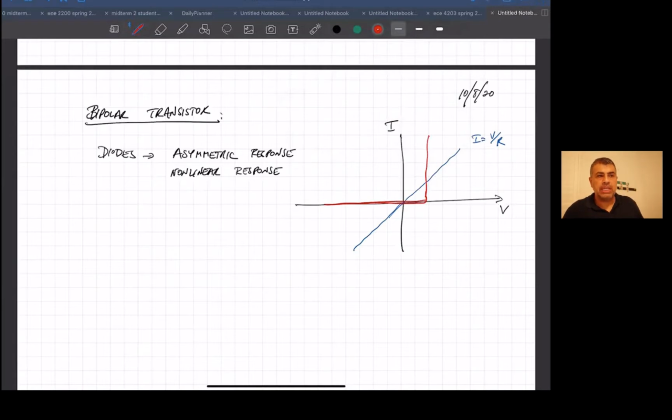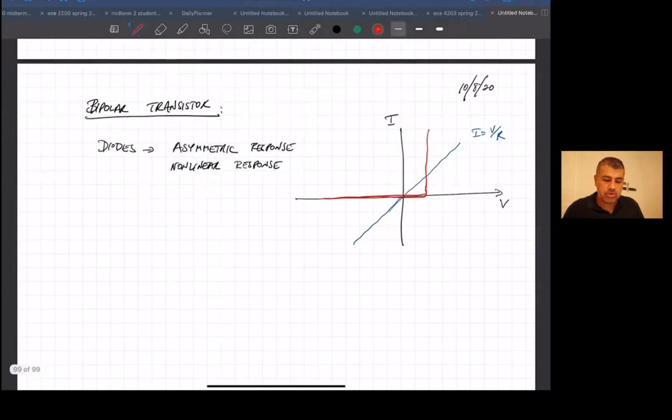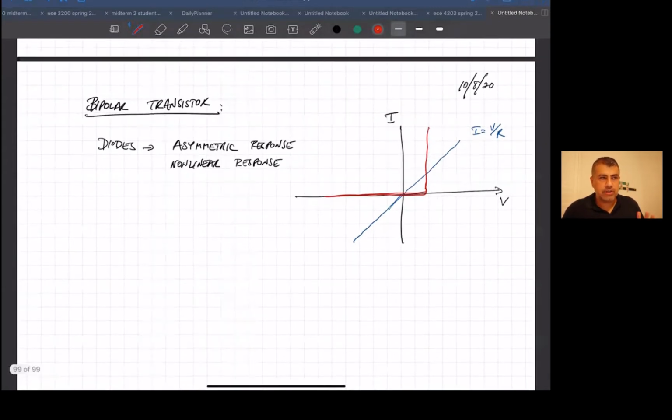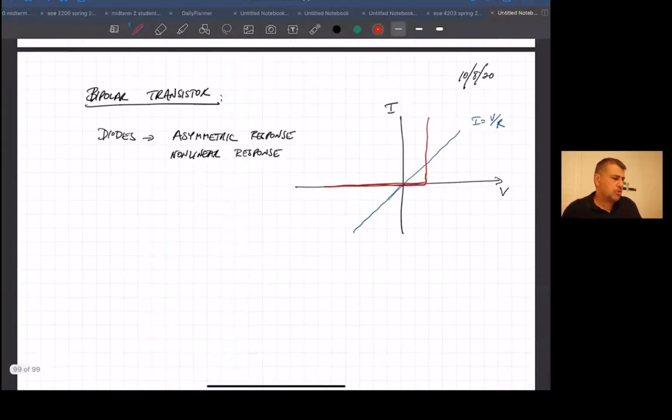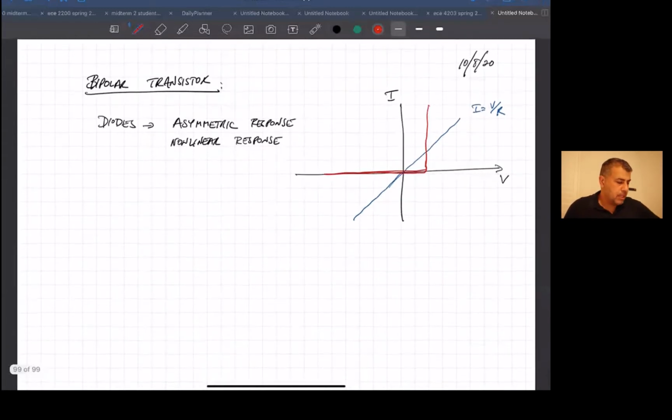So we can get these switching points in our circuits, like you guys saw in the homework, things like that. We can get regulators, rectifiers, limiters. There's a bunch of other circuits that we didn't talk about.